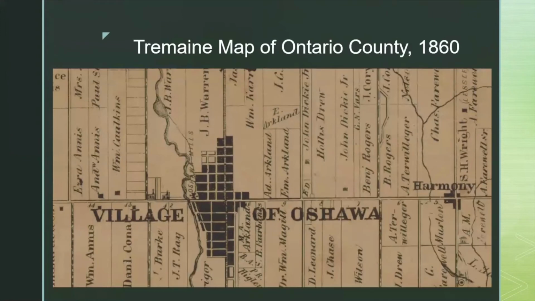Now, this is also an older map, the Tremaine map of Ontario County from 1860. So it shows the village of Oshawa in the center, blacked out as a grid there. But you can also see the names of property owners listed on each of these squares. And you see some of them are quite large and some of them are more subdivided. Those would be like, for example, the east or west half of Lot 5, Concession 3. That kind of description is what would be appearing in the records. And I'll be going through a case study in a moment to highlight how this works in the records.